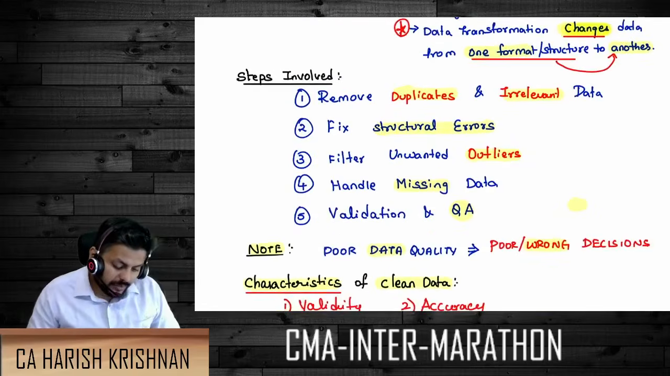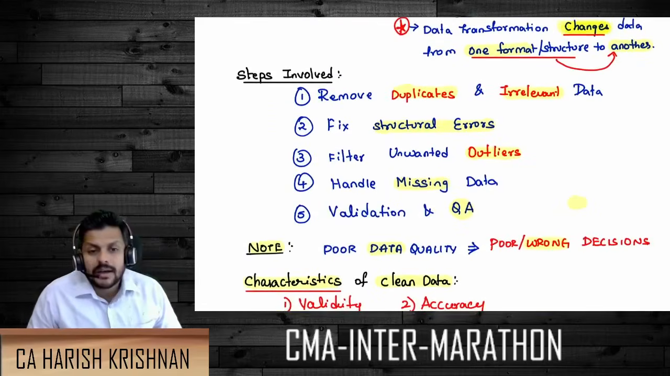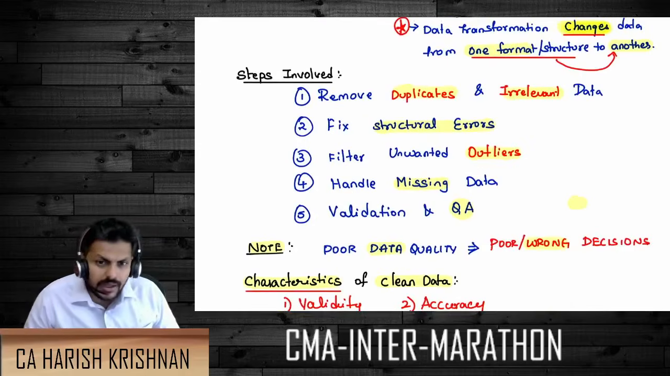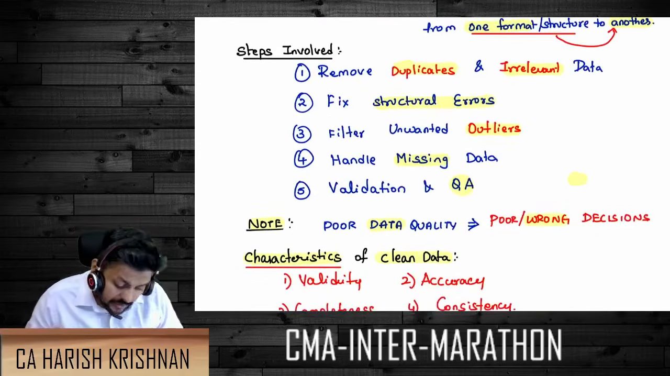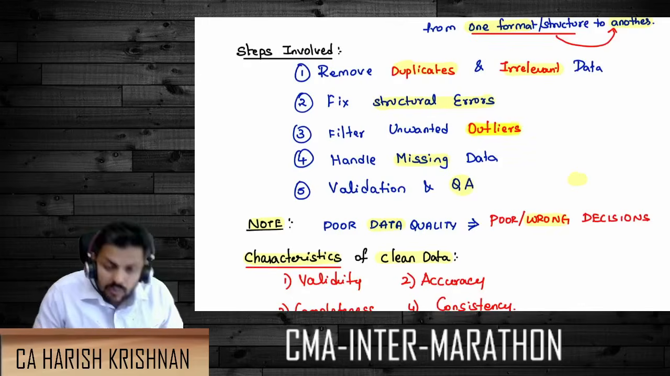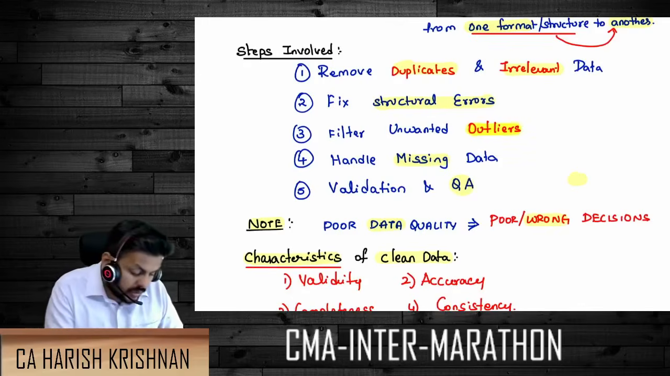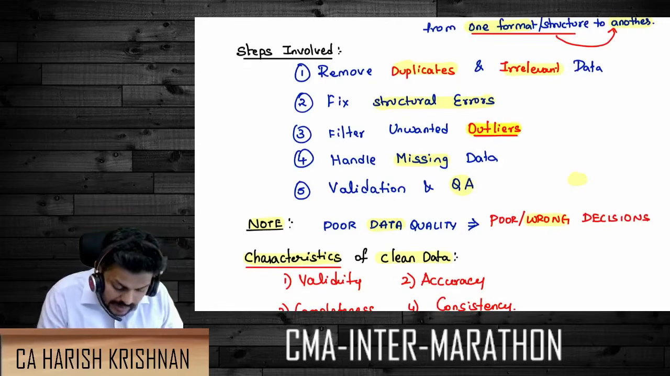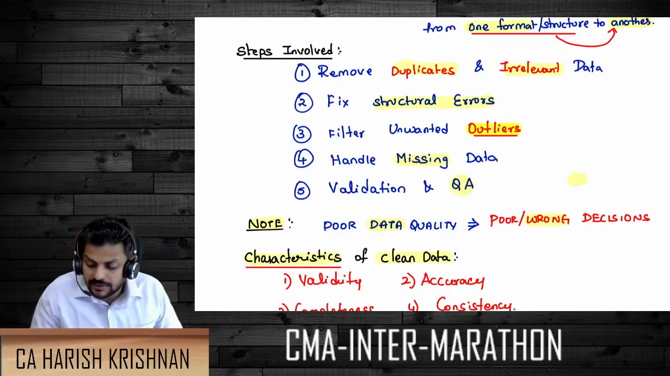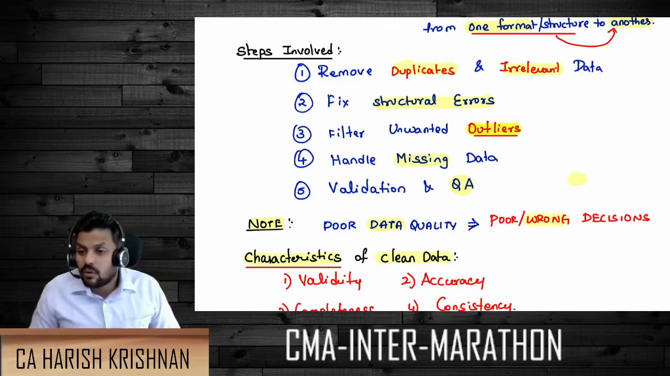Now the steps involved in data cleansing: it removes duplicates and irrelevant data, fixes structural errors, and filters the unwanted outliers. Now I hope you all remember the word outliers. Something that is normal in the set is okay, but something that doesn't follow the normal pattern and is out of the pattern is called an outlier.